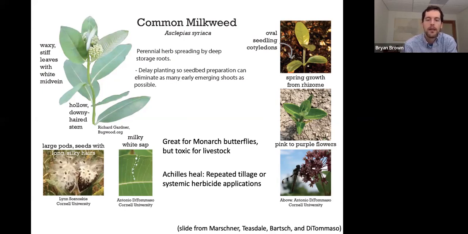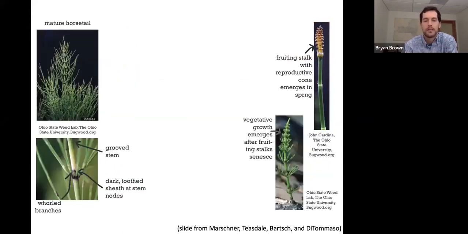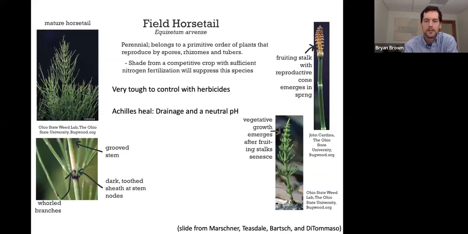But if you are trying to stick to hay or a perennial system, they are susceptible to repeated use of systemic herbicides. But it's going to have to be repeated. It takes a long time to deplete or target that root system of these perennial weeds. I'm going to skip over field horsetail.